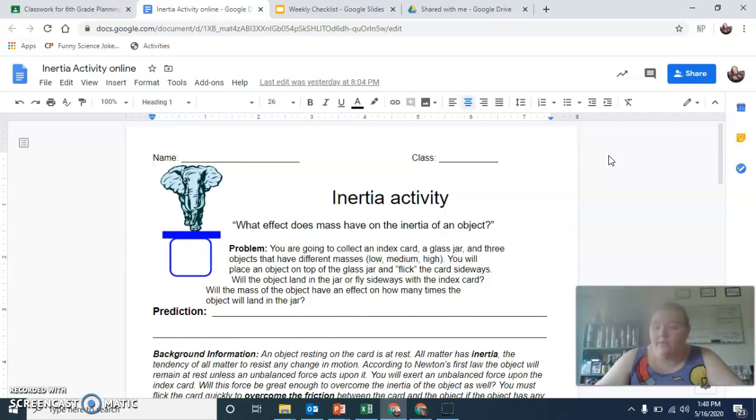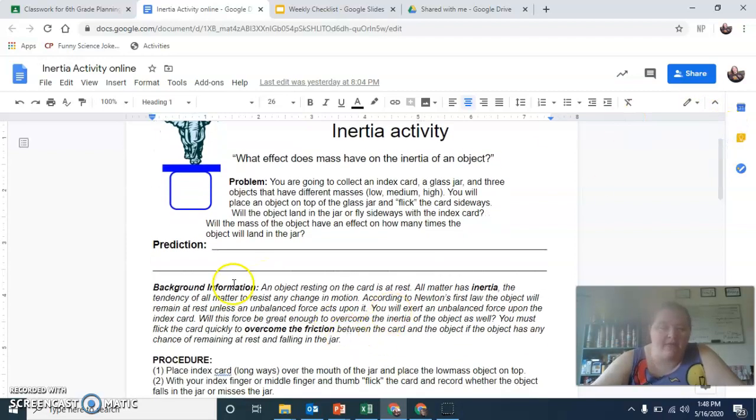Before we get started, I want you to make a prediction. Do this in the form of an if-then statement. If I use high, middle, and low mass items, then what do you think is going to happen? Do you think it's going to fall in the jar more? Fall out of the jar more? Fall in every single time no matter what? Just say what you think is going to happen. It does not matter if it's right or wrong.